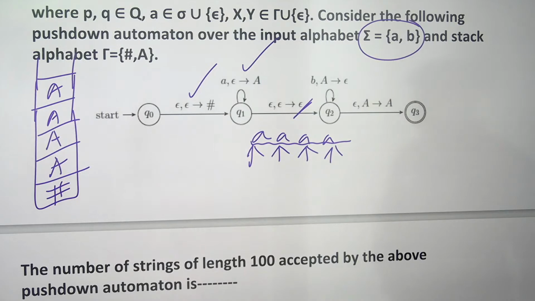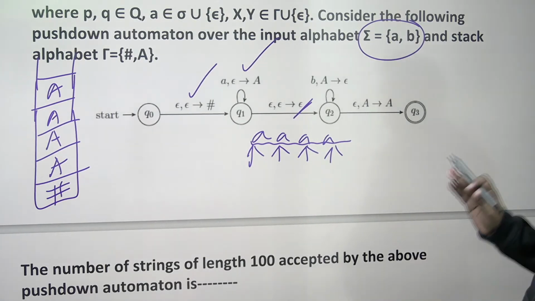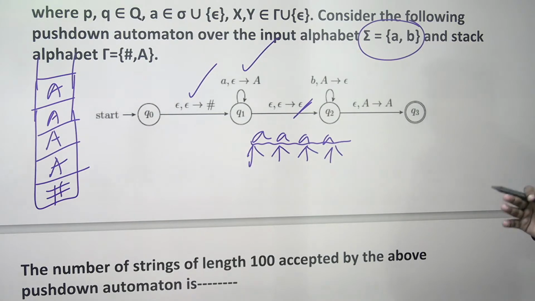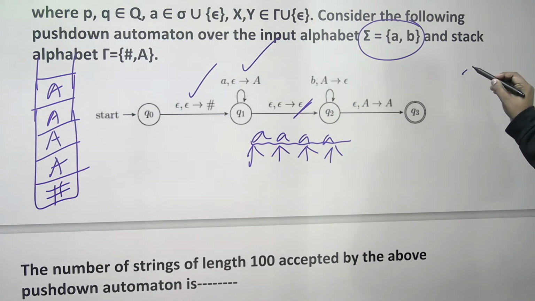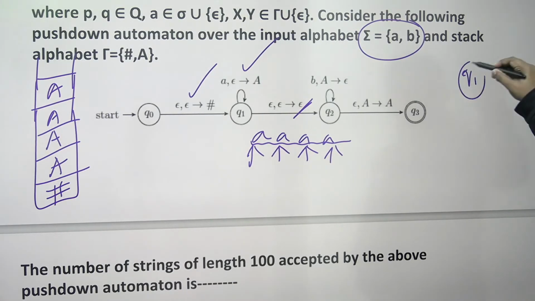Skip the operation. Don't see the input, and don't see the top of the stack. Just don't do anything. It means going from one state to another state without doing anything. It is almost like the epsilon transition in finite automata: on Q1 epsilon, I will go to Q2. In finite automata, this is called a null transition.